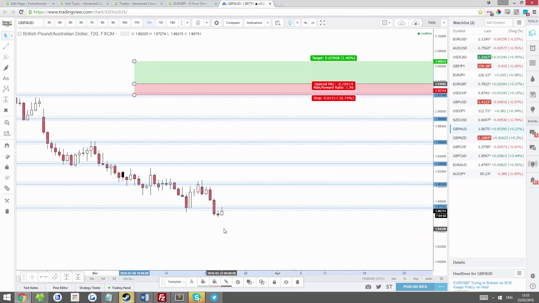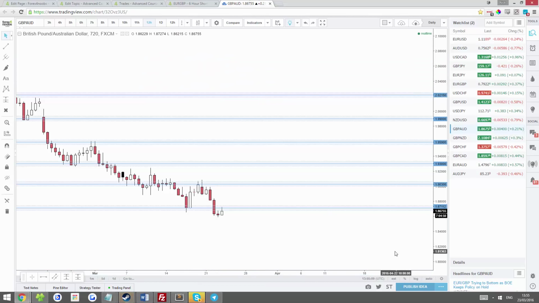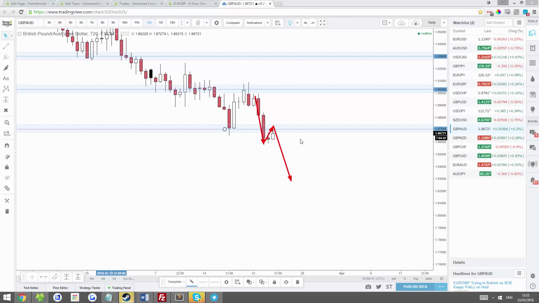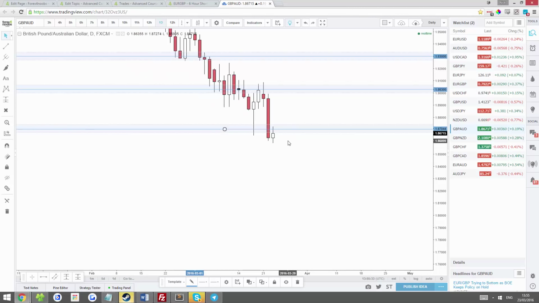Some people on the forum wanted to enter here on the 12-hour chart, but in my opinion, it wasn't the best trade to take. Reason being that we're a bit unsure of the support area. And my worry was that it's broken below the support and support has become resistance. So it's going to bounce from here and then continue down. So that's my concern.